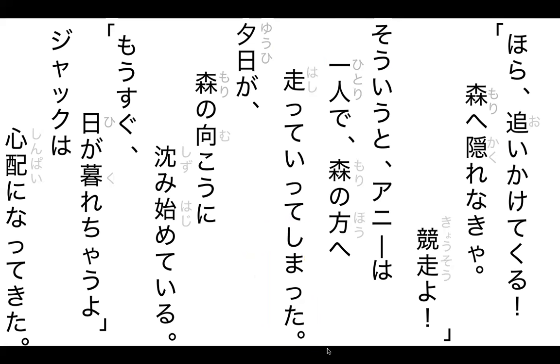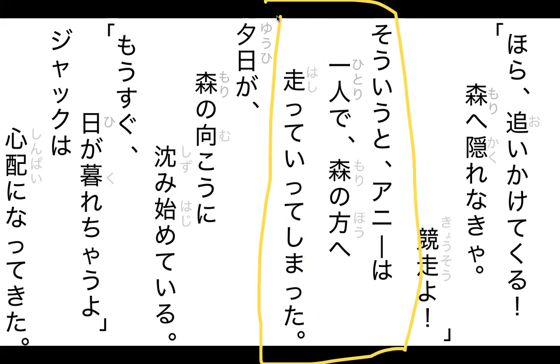Yes. So why don't you tell me what this means all together without me breaking it up into little bits? So basically, a soito is like whatever was said previously. Yes. And then Annie hitori de mori, so direction of the forest alone. Yep. Hashite, she ran to the direction of the forest alone. And then itte shimatta, which was just a feeling Jack felt.